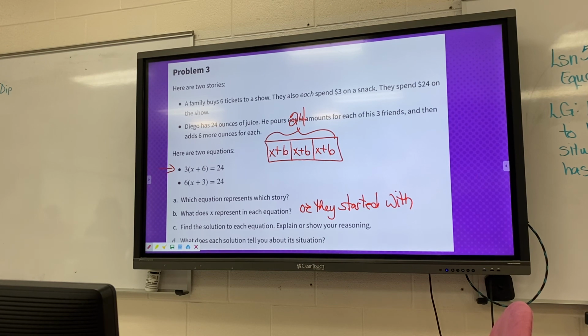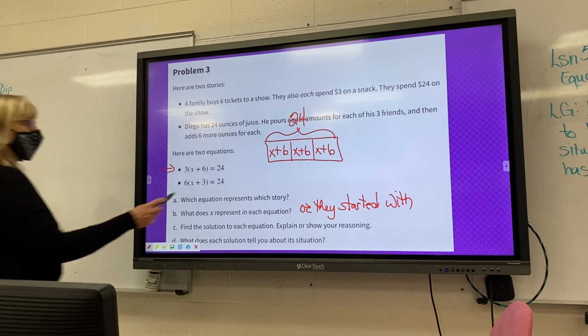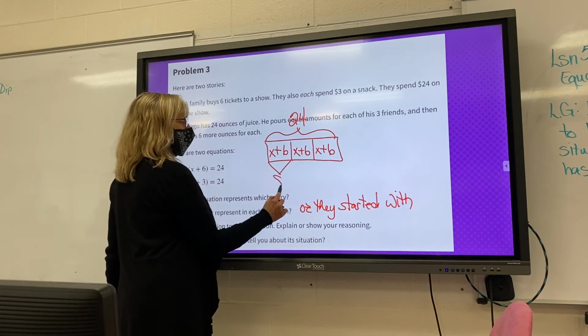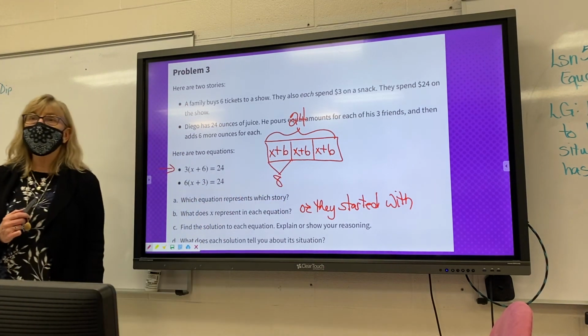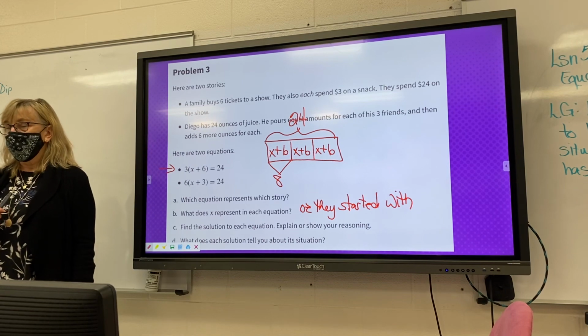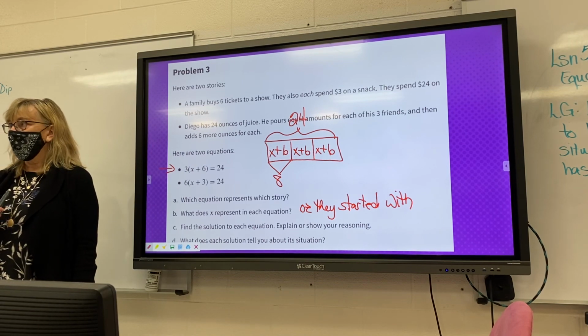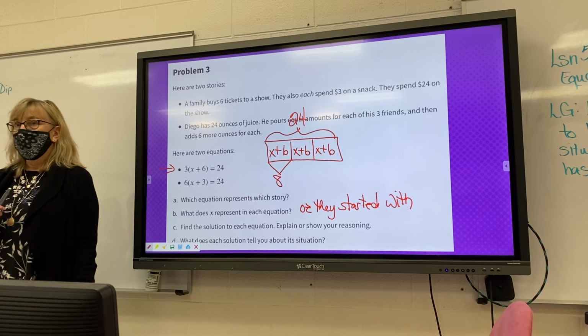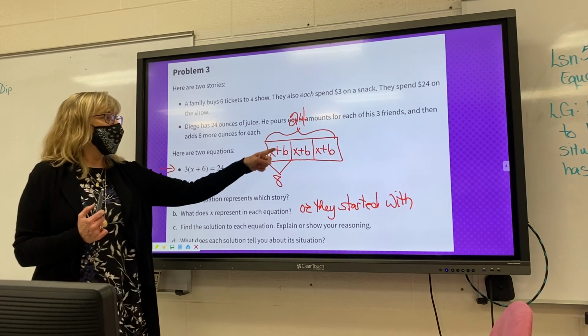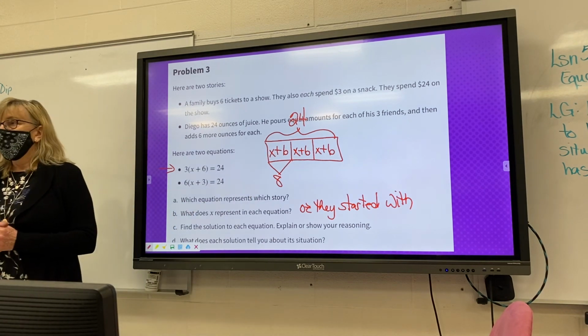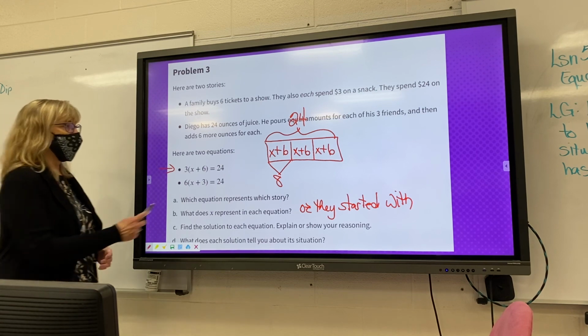Divide by 3, right? Okay, so what is 24 divided by 3? 8. So each box is 8. Well, if each box equals 8, is that the answer? Is x equal to 8? Nope. Something plus 6 equals 8, so subtract 6. So what is our something?